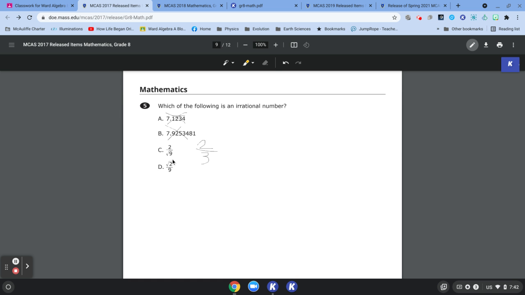So the only one that's left is D, and that is the answer. The square root of 2 is an irrational number. So we're dividing an irrational number by a rational number, which will lead to an irrational number. All of the square roots of prime numbers are going to be irrational.